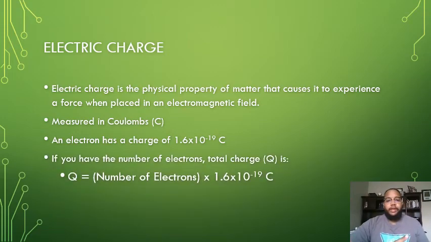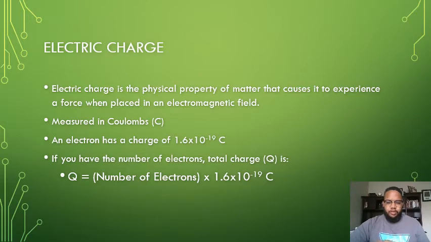If you have the number of electrons, your total charge, Q, is the number of electrons times how much charge each electron has: 1.6 times 10 to the negative 19.